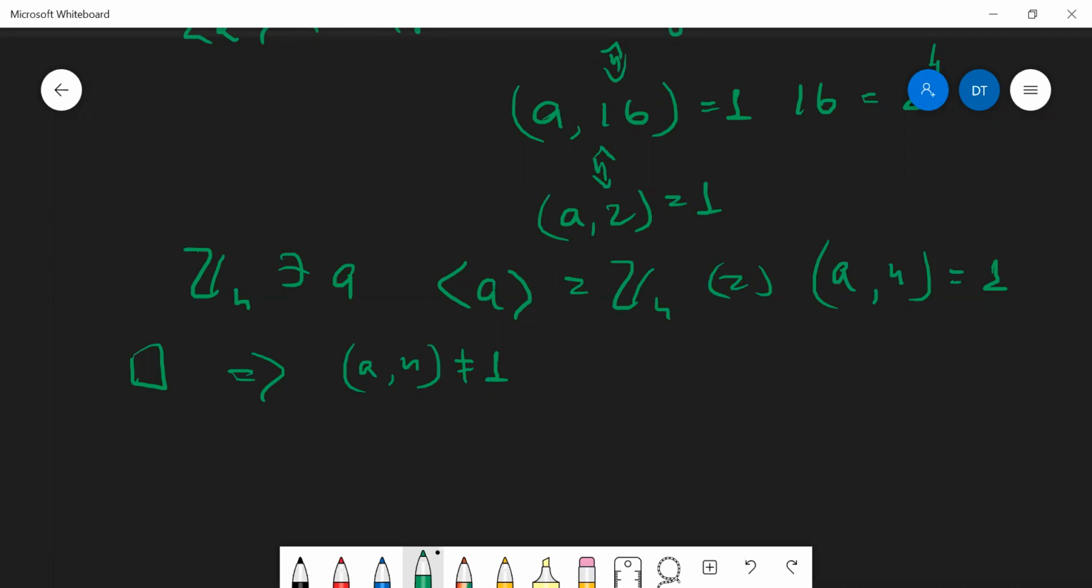So this simply means that there is a common prime factor for N and A. So there is a prime number P which divides A and divides N. And then it simply means that A belongs to a subgroup which is denoted like this. So it consists of all multiples of P.